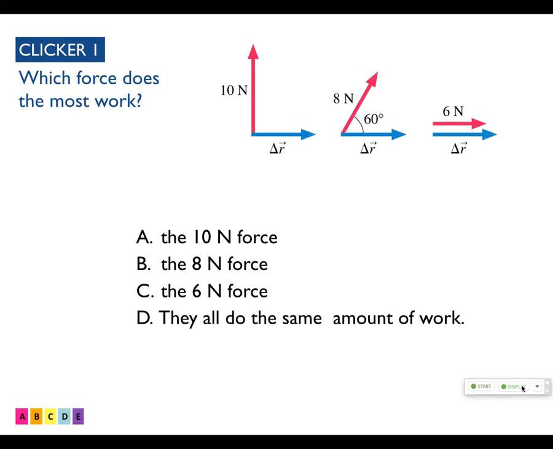Much better. Okay, so what's the work done by this force? 0. Okay. What's the work done by this force? 4 newtons. 4 delta R, right? So this is 0 delta R. This is 4 delta R. What about this one? 6 delta R. So this one's the biggest. This one's the next biggest. This one's 0. So the largest one is the 6 Newton force. Everybody remember cosine 60 is 1/2. And if you don't know that, I'm sure your calculator or phone does.